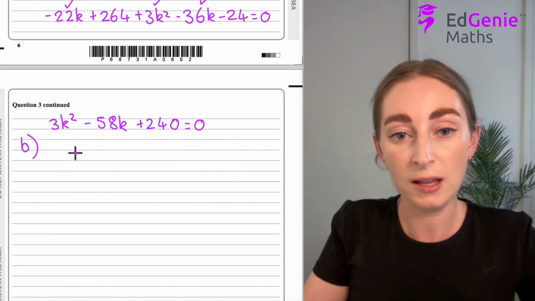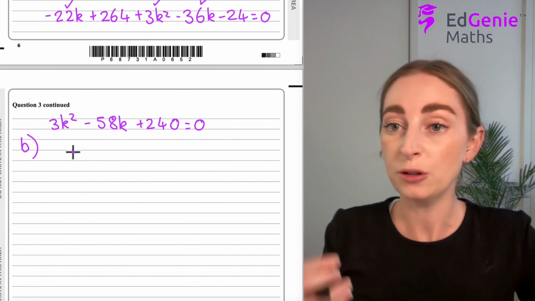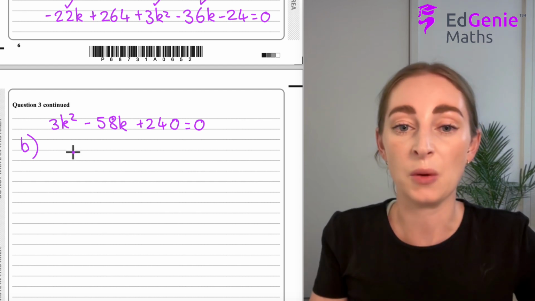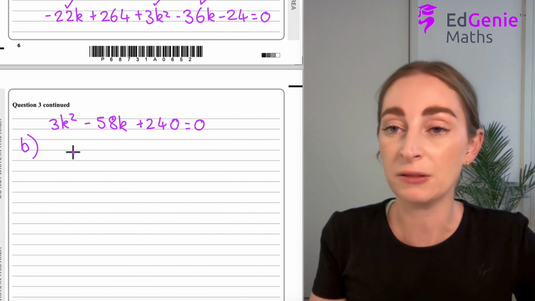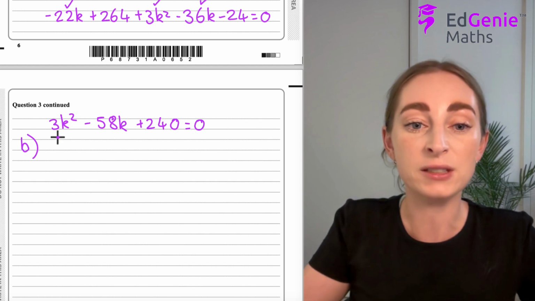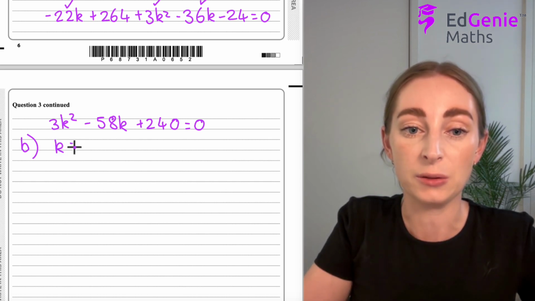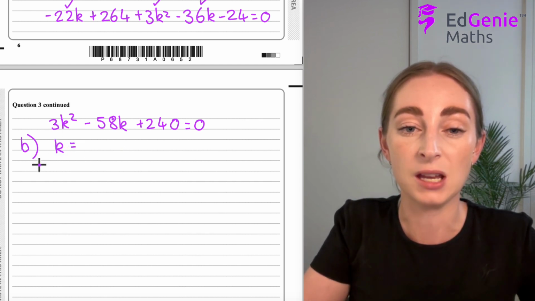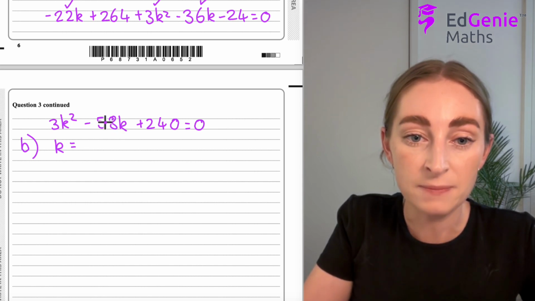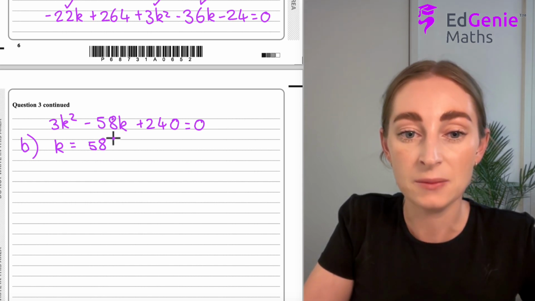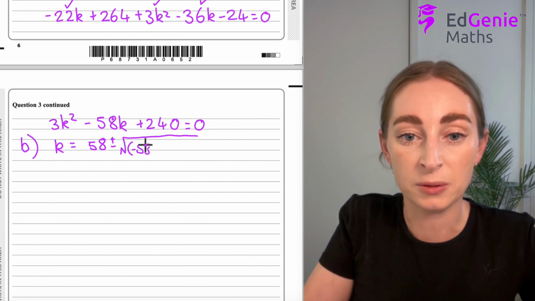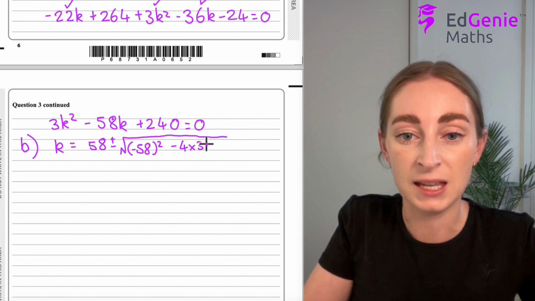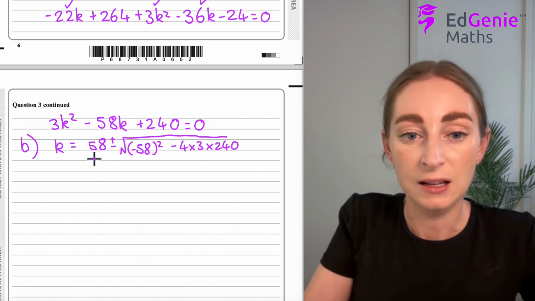We could try and factorise this. And if you're really quick at factorising and you can see it straight away, then definitely factorise. If you can't see it straight away, then there's nothing wrong with using the quadratic formula, whatever's going to be quicker for you. So let's do k equals minus b plus or minus the square root. We're going to have b squared. I'm going to put that in a bracket so it squares correctly. Minus 4 times a times c all over 2a.